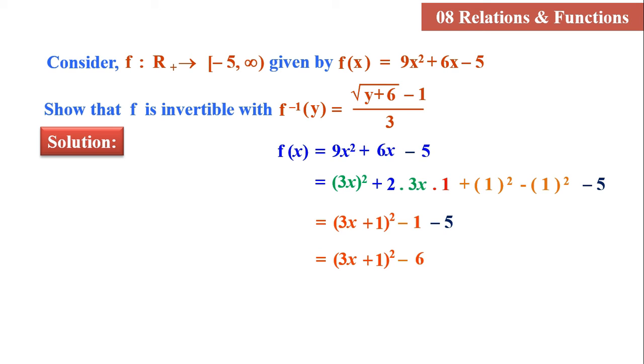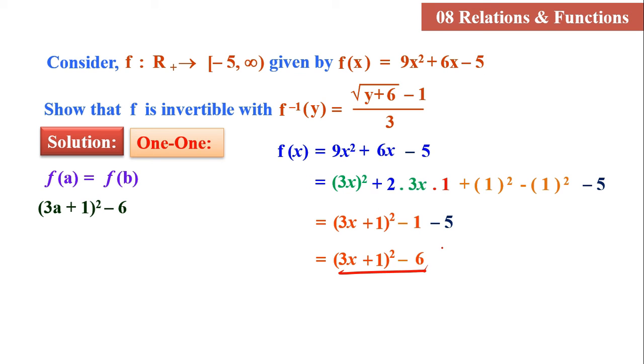Dear students, don't think that this is different. f(x) = 9x² + 6x − 5 is the same as (3x + 1)² − 6. Both are the same. So if I take (3x + 1)² − 6, this seems very simple for us. So let us go for the function one-one. Images are equal, f(a) = f(b). So go on writing a in this function and b in that function. So (3a + 1)² − 6 = (3b + 1)² − 6. So −6 gets cancelled and the remaining terms I am writing.